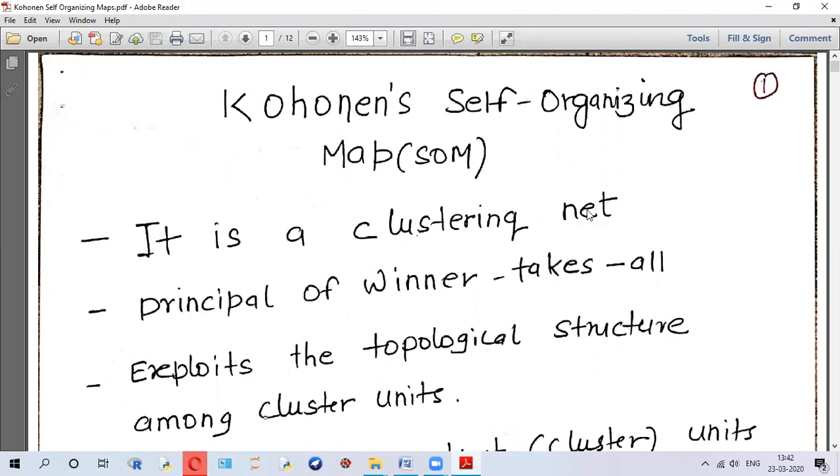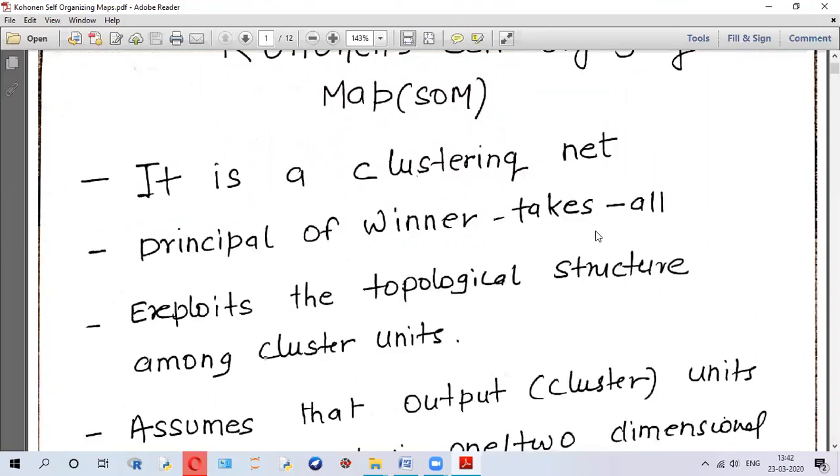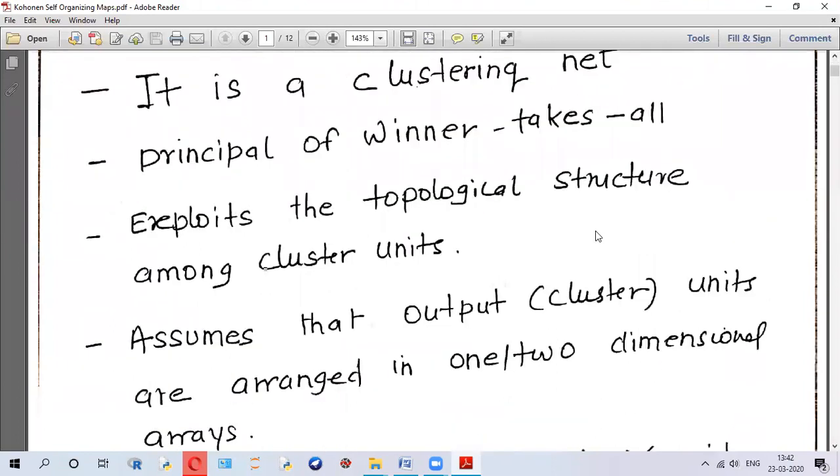And then we would be updating the weights corresponding to all the units which are considered as nearby units of that winning neuron. It actually exploits the concept of topological structure among the cluster units. We will be talking about this topological structure afterwards.